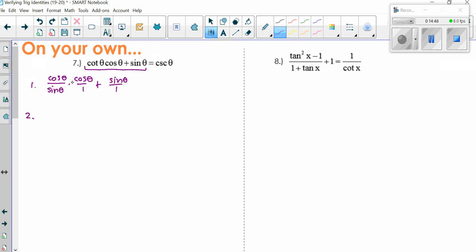Nothing cancels over here, but I can multiply, and I can get cosine squared theta over sine theta plus sine theta over 1. Okay, they do not have common denominators, so I cannot add them, but I can make them have a common denominator if I multiply this by sine theta over sine theta. Okay, so that's going to give me, this fraction is going to stay the same.